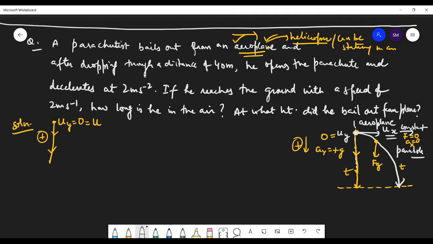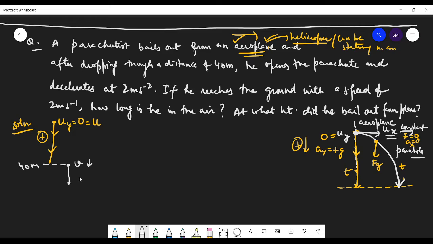So after dropping through a distance of 40 meters, students, he opens the parachute. Now the parachute is opened and it decelerates at 2 meter per second square. Here its velocity was increasing. I don't know what velocity it will be, but after 40 meters there was some velocity v with which it was moving downward. But now, as he opened the parachute, he decelerates.